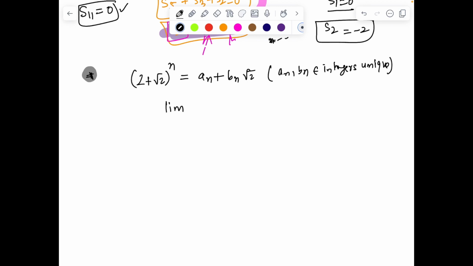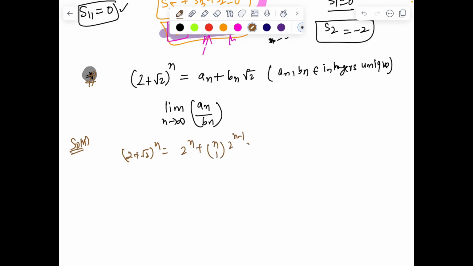So first question is, what is the value of limit n tends to infinity of a_n by b_n? Now this is a surprisingly beautiful question. So the way we do this for JEE is, since we know 2 plus root 2 to the power n will give me 2 to the power n plus nC1 2 to the power n minus 1 root 2 plus nC2 2 to the power n minus 2 root 2 square, blah blah blah, and the last will be root 2 to the power n.